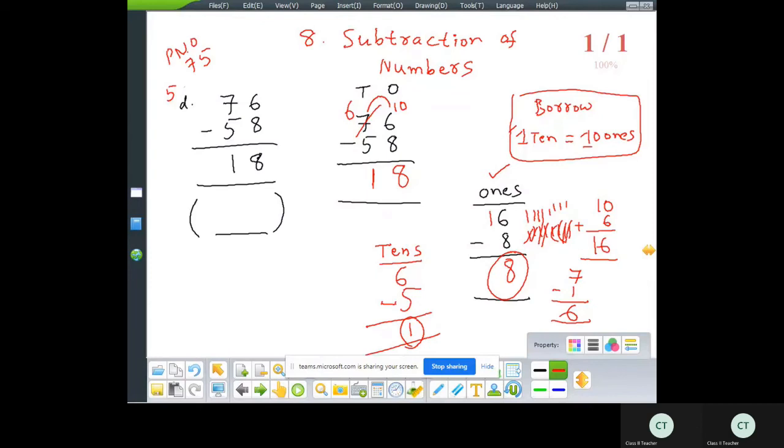Yes. Here Madhavi did 76 minus 58 is 18. 18 is the correct answer. In question D, Madhavi gave the correct answer. Our correct answer is also 18. Yes, Madhavi gave the correct answer. 76 minus 58 is 18. Now question E.